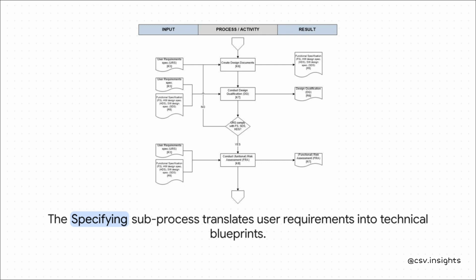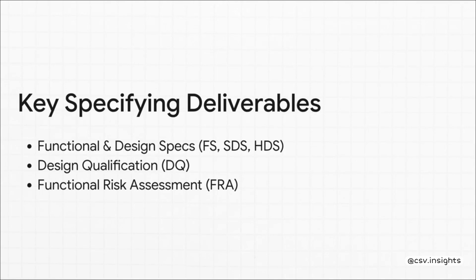This is literally where we draw up the system's blueprints. The result here is a bunch of detailed technical documents, your functional and design specifications. But then, and this is so important, a formal check called a design qualification, or DQ, happens. This is to make 100% sure that the technical blueprints perfectly match what the user originally asked for. It's a critical step that confirms you're about to build the right system before you spend a ton of money.